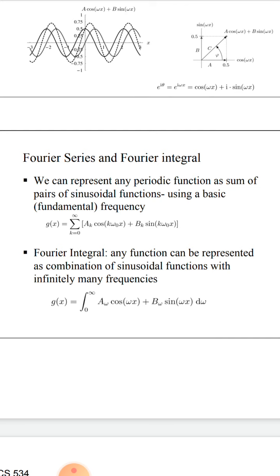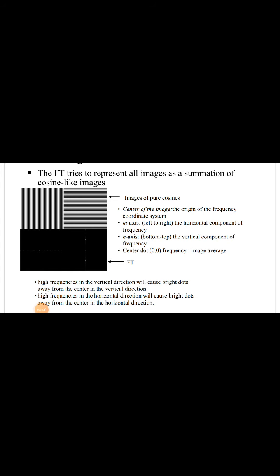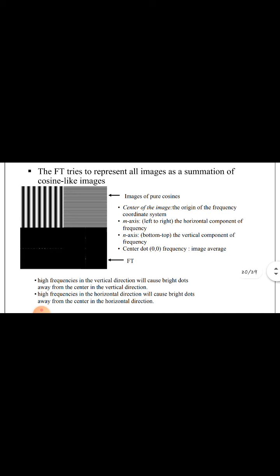Now we will see the Fourier transform in 2D images. The Fourier transform tries to represent all images as a sum of cosine-like images. This is very important. Like how we did in signals, in signals we try to represent the signal as a combination of sinusoidal frequencies. The same thing we are trying to do for two-dimensional images also.